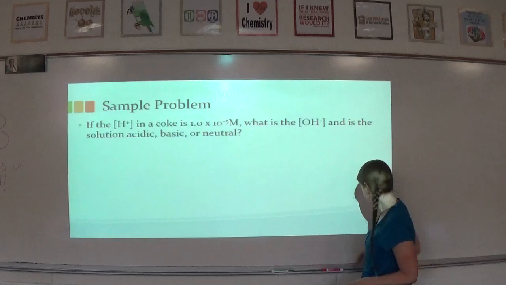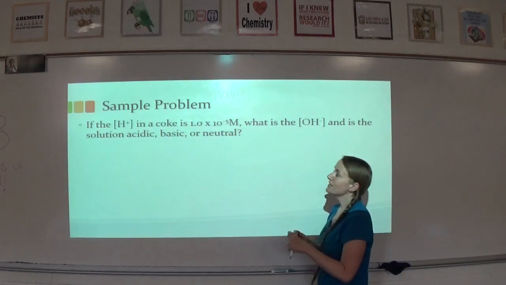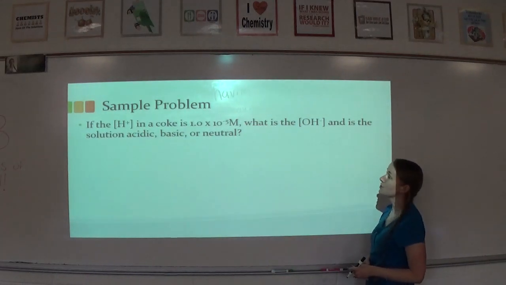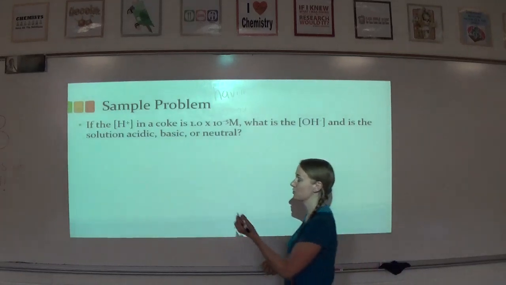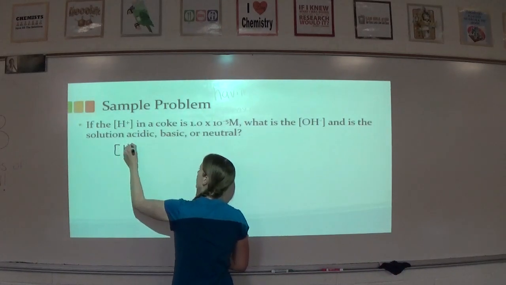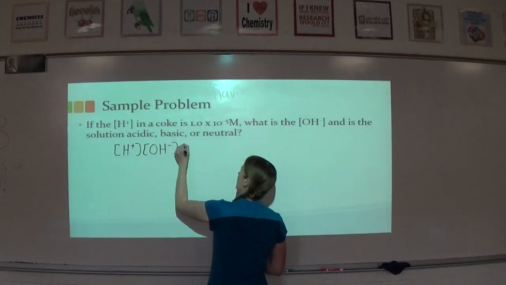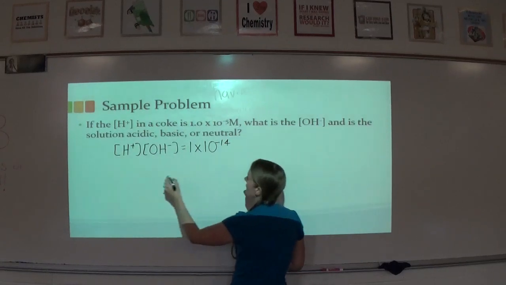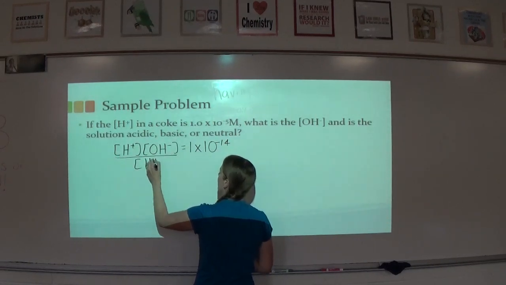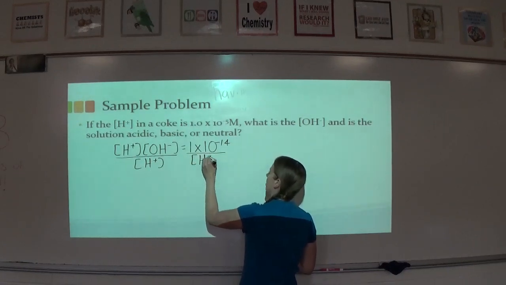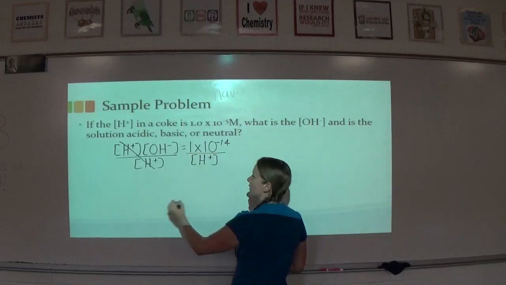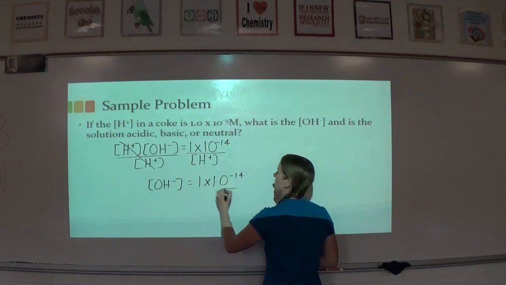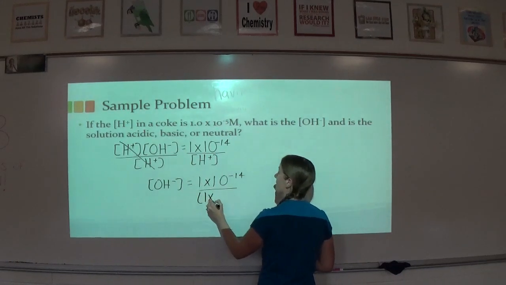So let's look at a calculation. It says if the H plus concentration in a Coke is 1 times 10 to the negative 5 molar, what is the OH minus concentration? Is the solution acidic, basic, or neutral? We know our formula is H plus times OH minus equals 1 times 10 to the negative 14. If I'm solving for OH minus, I would of course divide both sides by H plus, and then that would cancel. So my OH minus is 1 times 10 to the negative 14 divided by my H plus, which is 1 times 10 to the negative 5.